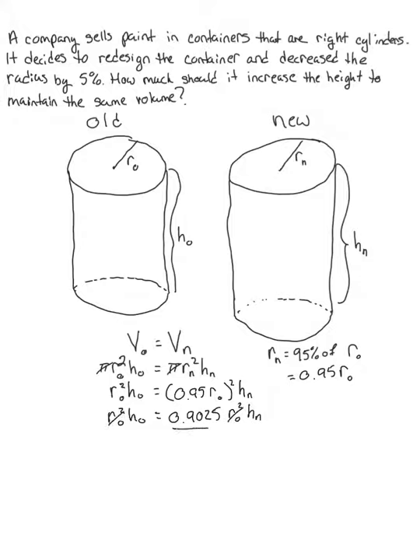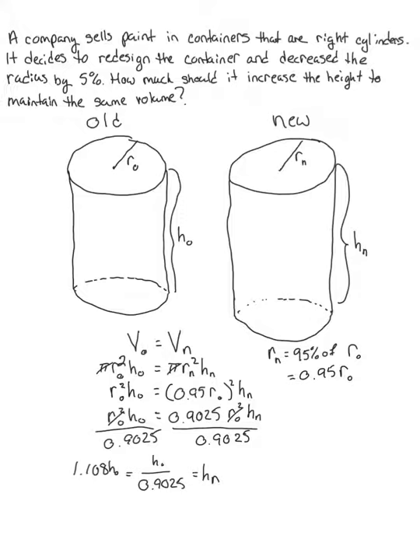So now we can divide both sides by 0.9025. And here, so we have HO over 0.9025 is equal to Hn. And this is also equal to 1.108 times HO. So the new height is equal to 1.108 times the old height.